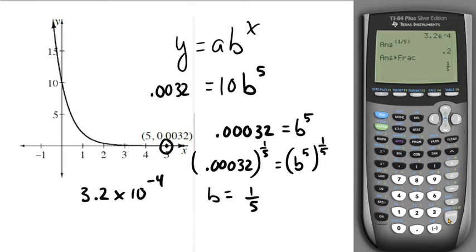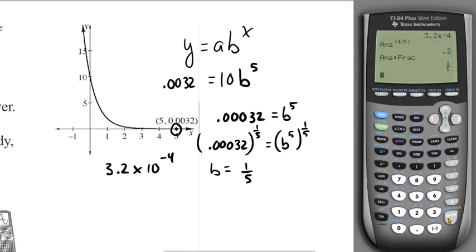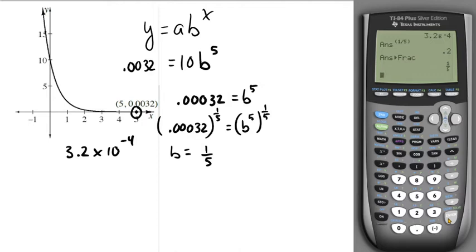Now, how do I know I'm right? Well, I think I'm right, but how do I know I'm right? I'm going to check this against a couple known facts. So let's write our equation down. We think our equation is y is equal to 10 times 1/5 raised to the x power, because my zeroth term is 10. So I'm going to take a different approach for checking this. I'm just going to use my calculator.